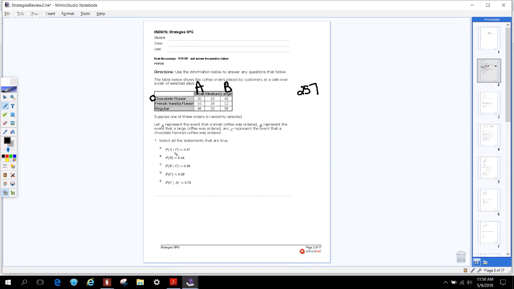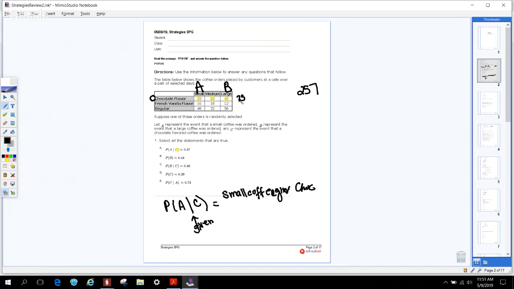So the first one says probability of A given C. Now remember that this line means given. So what this is really saying is what's the probability a person got a small coffee given that they got chocolate. Because this is after the line, that means the only numbers we care about are the people who got chocolate. Altogether, when you add it across, you should have had 75 people get chocolate. Right? Yes, okay, thank you.